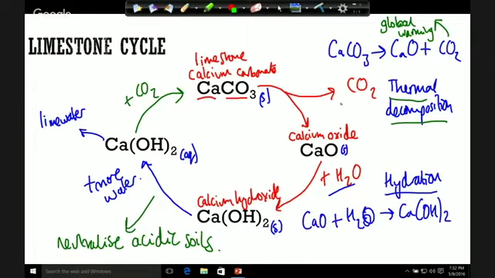Loads of important things coming up in here, especially remember these 2 reactions. Thermal decomposition, when you break something down with heat. You can tell it's a thermal decomposition because look, it's not reacting with anything. It's just got calcium carbonate and there's an arrow straight away. It's not reacting with anything, so you're just breaking it down with heat. And this hydration reaction, when you're adding water.